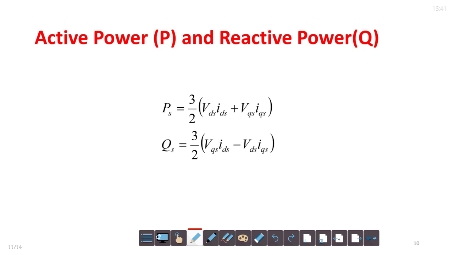So, these are the active power and reactive power expressions in the MMF invariant transformation. The active power is VDS IDS plus VQS IQS, whole into 3 by 2. This 3 by 2 comes because flux is invariant but power is variant, since in the voltage equations we multiplied by a factor 2 by 3. That is why the 3 by 2 term is coming, and similarly reactive power is 3 by 2 into VQS IDS minus VDS IQS.